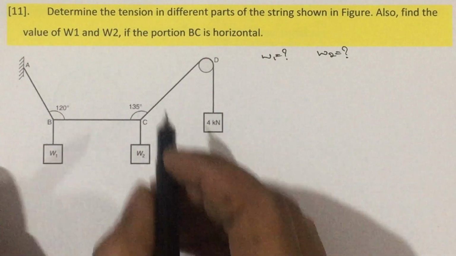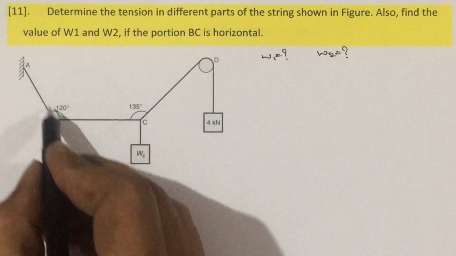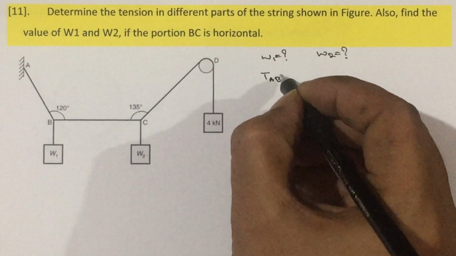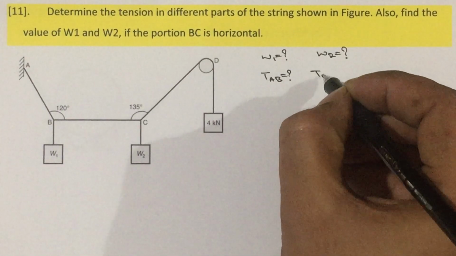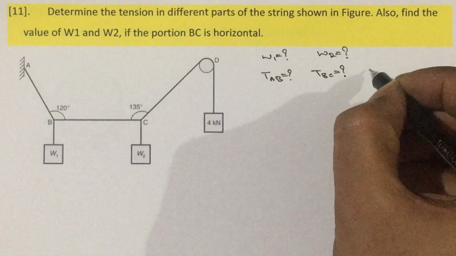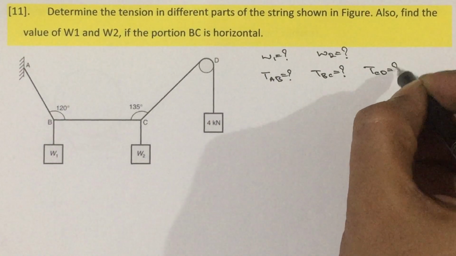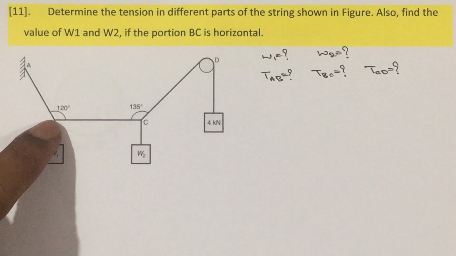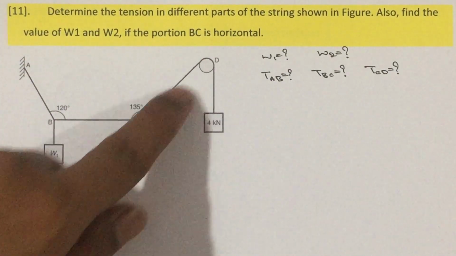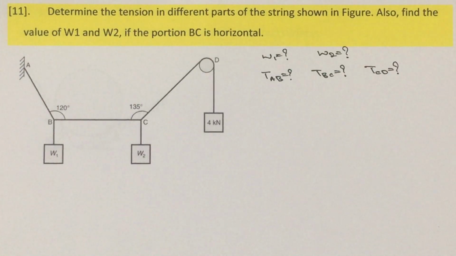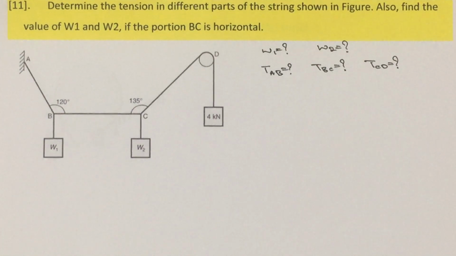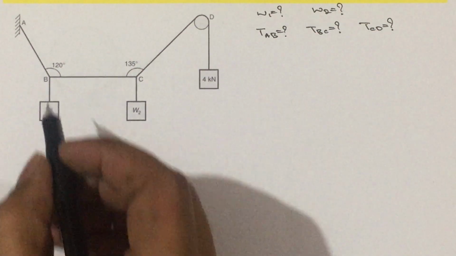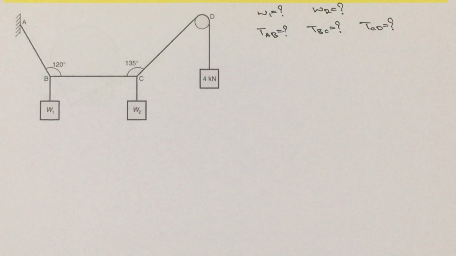Also, we need to find tension in different members. Different members are AB, BC and CD. So, TAB, then TBC, then TCD. So, if I write the free body diagram at B point, I will get only BA and BC. In order to get CD, I will write another free body diagram. So, it is a two free body diagram problem. Let us write the two free body diagrams first. One is at B and another one is at C.